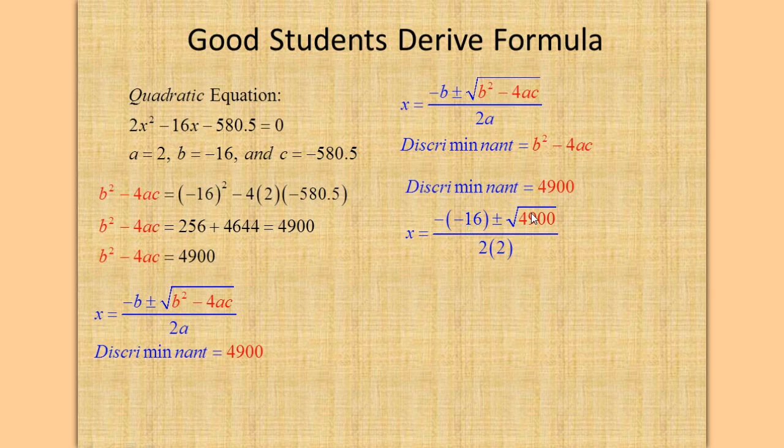So we plug our discriminant under the square root sign. We have minus B, and B is minus 16, and this discriminant is 4,900, over 2 times A, and A is 2, so 2 times 2. And so X is equal to minus times minus is a plus, so 16 plus or minus the square root of 4,900, divided by 4. And so X equals, 4 goes into 16 4 times, so that's 4 plus or minus the square root of 4,900, which is 70, divided by 4. So X is equal to 4 plus or minus 17.5.